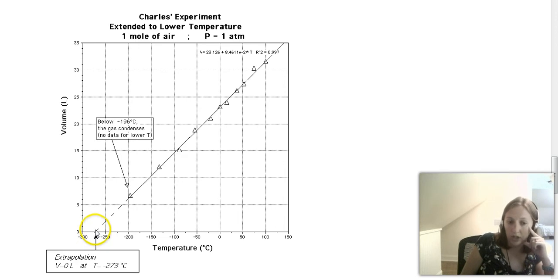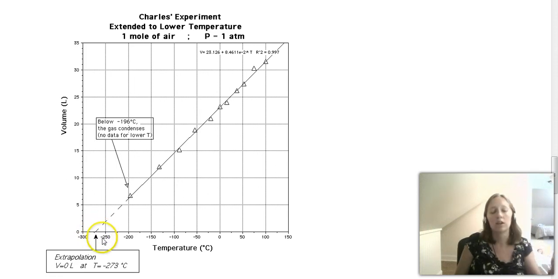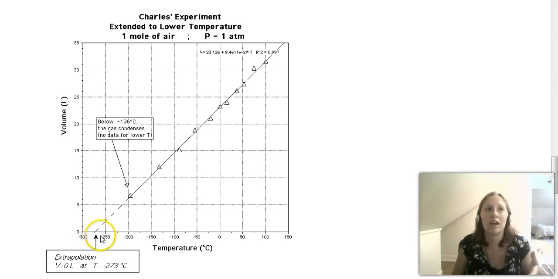There is absolutely no volume to the gas at a particular temperature, and that temperature is negative 273.15 degrees Celsius, so 0 degrees Kelvin. That's absolute zero. You can't get colder than nothing, and that's why it's called absolute zero.